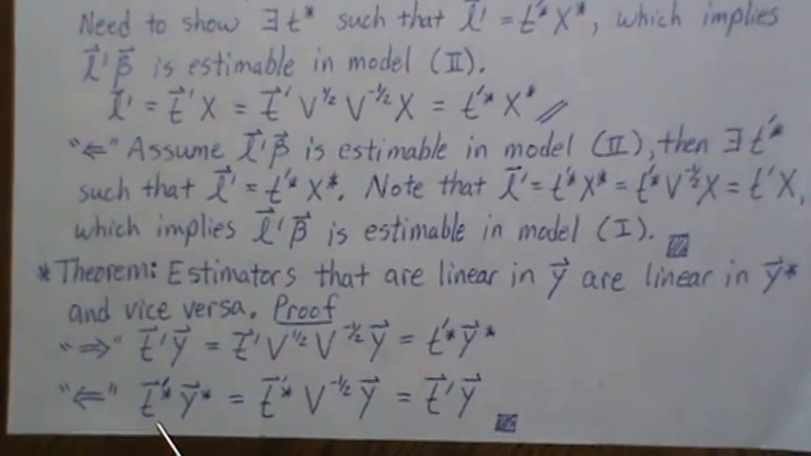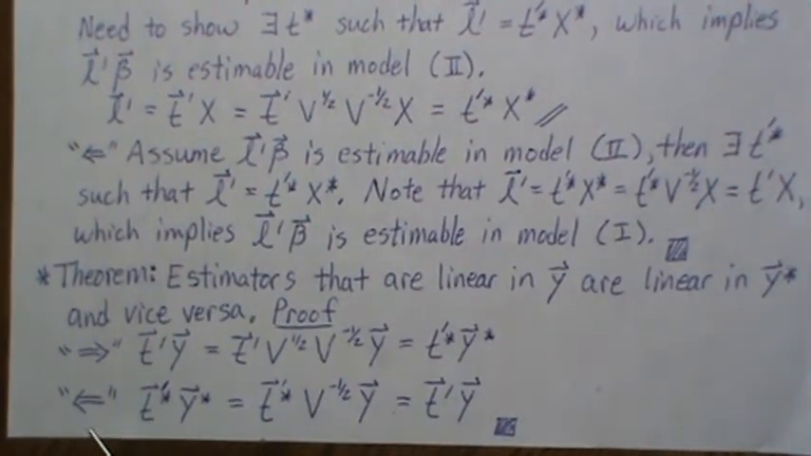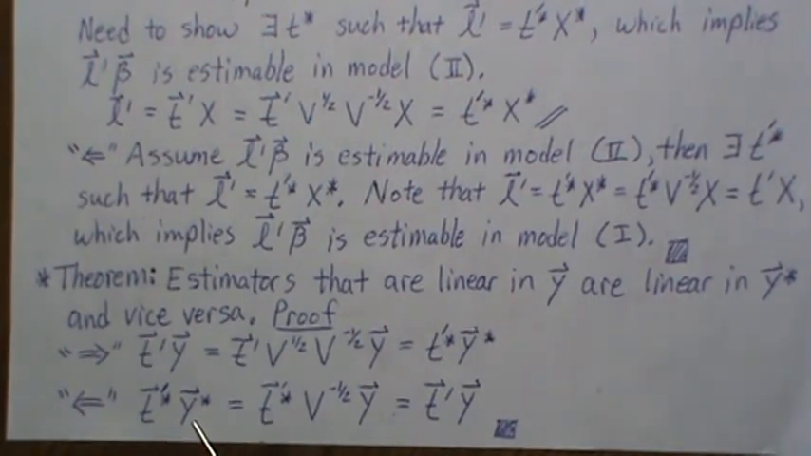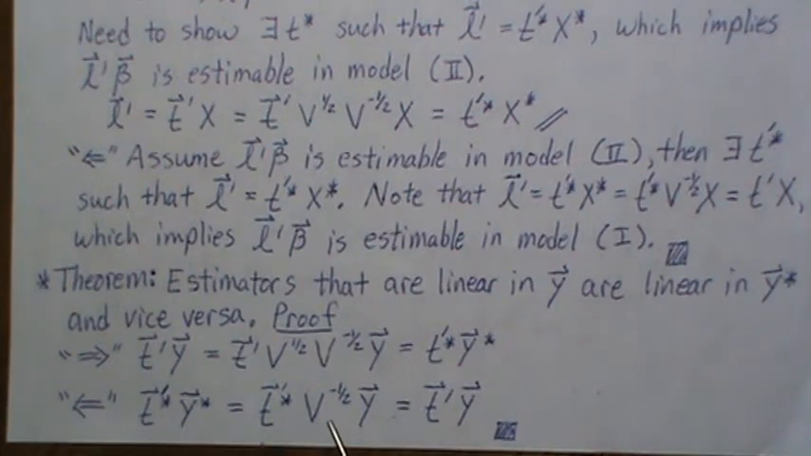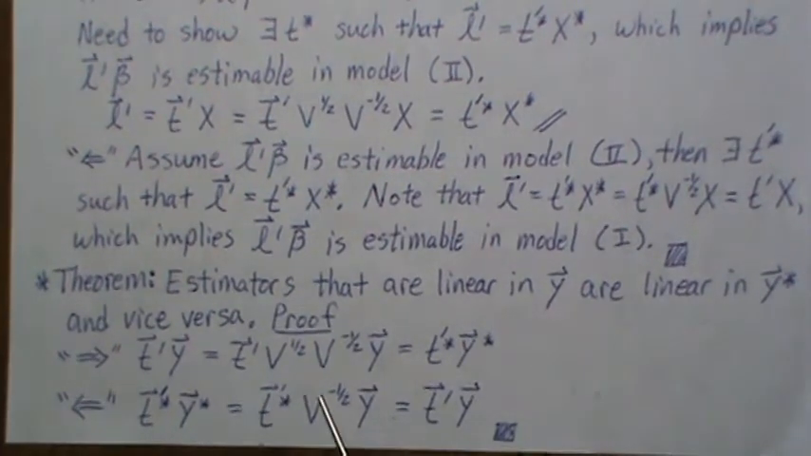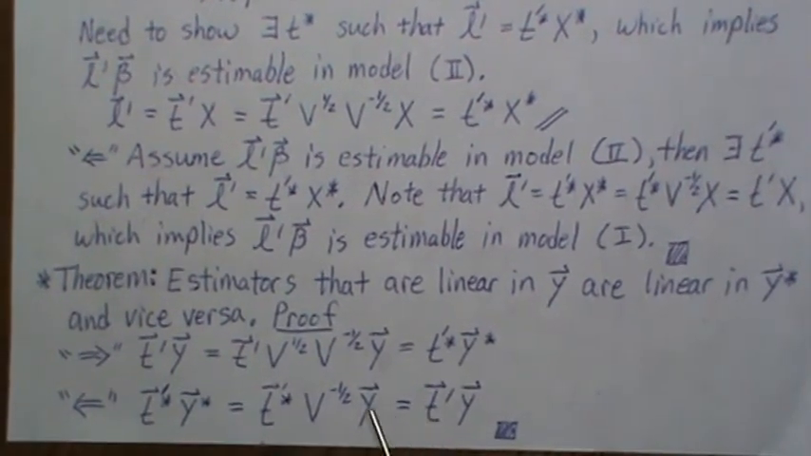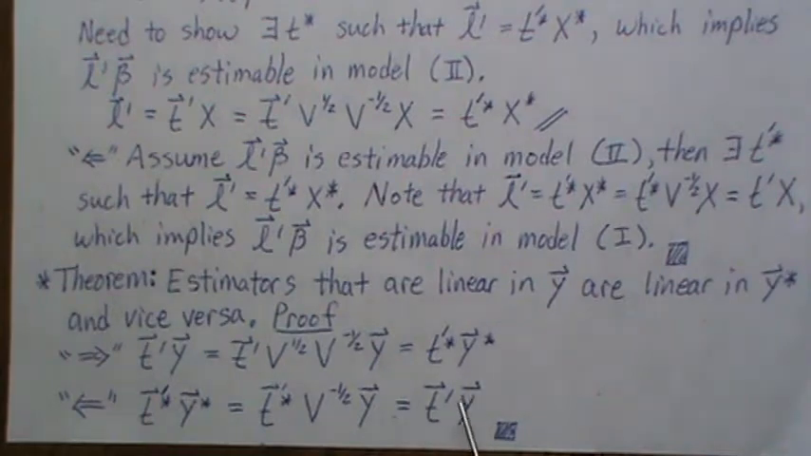Here, let's assume it's linear in y star, going the other way. But y star has actually just been y pre-multiplied by the inverse of the square root matrix. This can be thought of as a vector, call it t, and then y carries over. Well, that shows it's linear in the y's, and then the proof is finished.